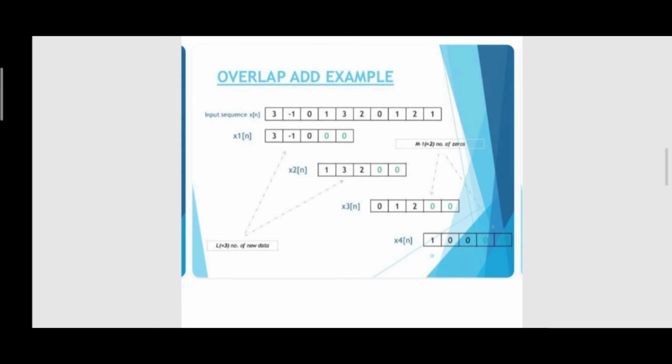In this, we are taking L number of bits from this x of n and we have to pad m minus 1 number of bits in every x1 of n, x2 of n, x3 of n and x4 of n.